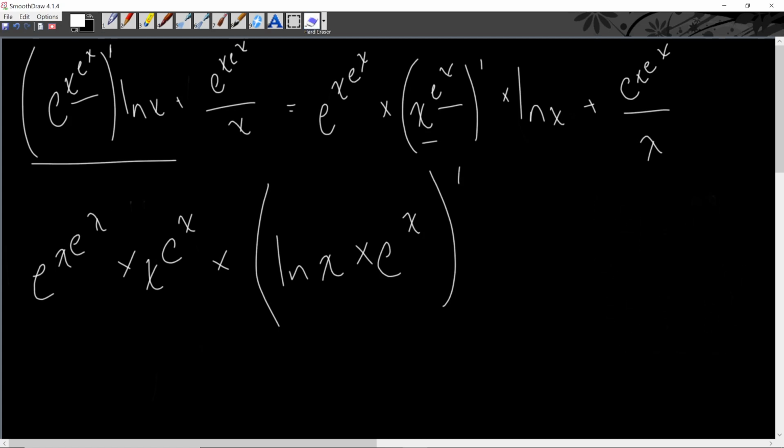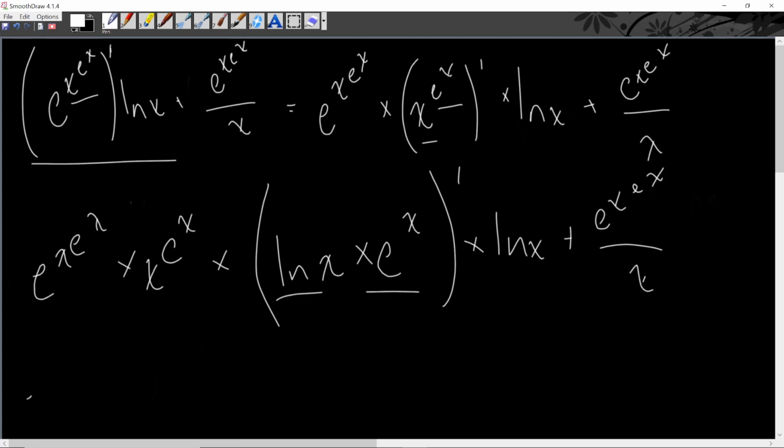And then again, this is going to be times ln x plus e to the power of x to the power of e to the power of x all over x. Okay, already I think this is looking pretty okay. I think we know what to do from here now. This is just going to be another simple product rule. This is going to be our u, this is going to be our v.